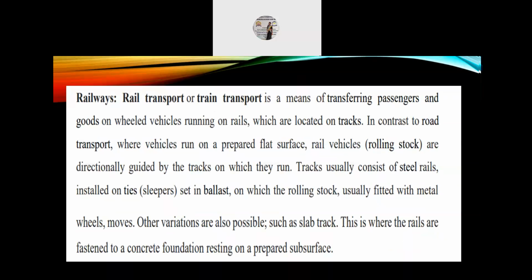Tracks usually consist of steel rails installed on ties, that is, sleepers set in ballast, on which the rolling stock, usually fitted with metal wheels, moves. Other variations are also possible, such as slab track. This is where the rails are fastened to a concrete foundation resting on a prepared subsurface.